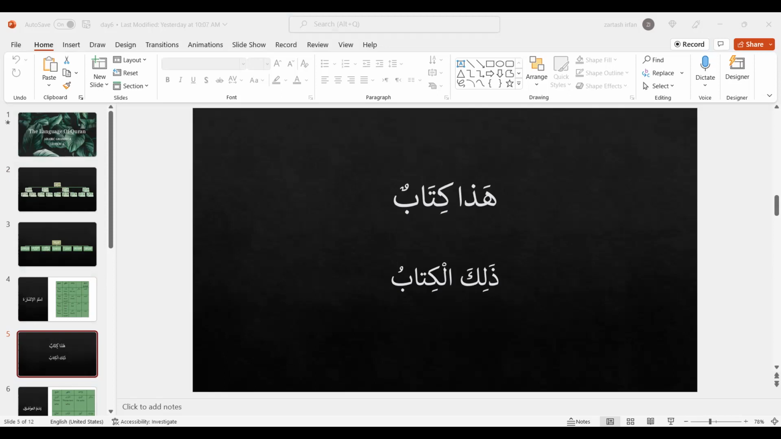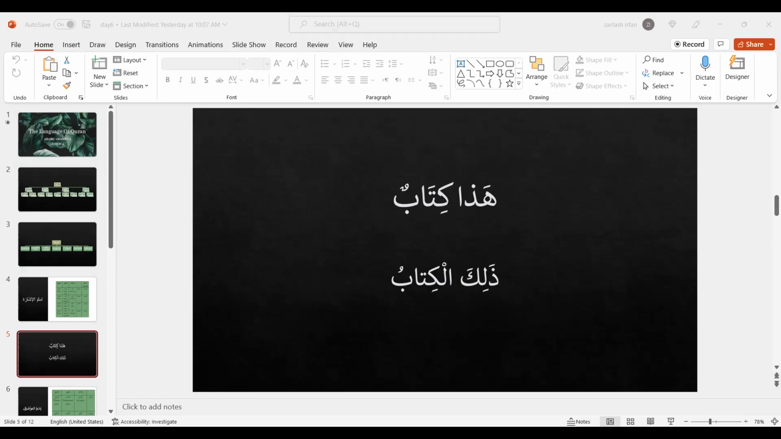This is a book. A complete sentence. The next example you have seen is Zalikal Kitabu, that book. You can notice here that this is an incomplete sentence. Why is it incomplete? Because the al between the ismul ishara and the object is making it an incomplete sentence.